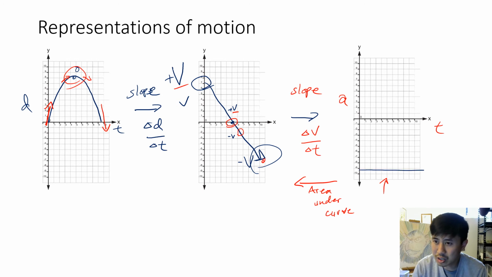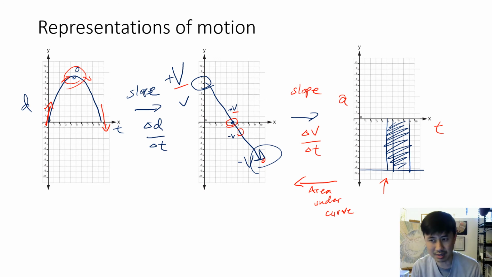If we were to do just the area between like 5 seconds and then 9 seconds, just this area, that will find us the change in velocity between 5 seconds and 10 seconds. It will give us how much faster did it go between 5 and 10 seconds. Does that make sense?